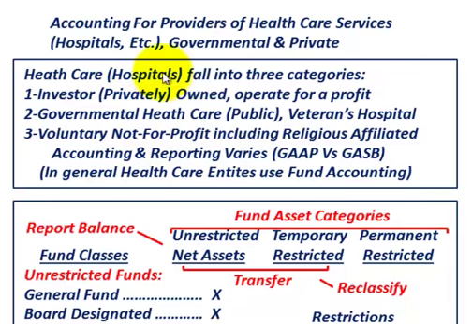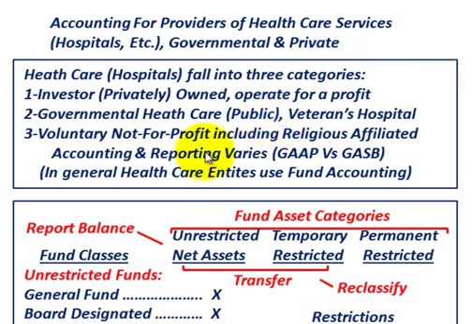Now, healthcare hospitals really fall into three different categories. First, you can have the investor or privately owned hospitals, and they would be operating for a profit. And then second, you'd have governmental healthcare or publicly owned facilities here, and that would be like veterans hospitals. And then finally you'd have voluntary not-for-profit. That would be including any religious affiliated healthcare providers or hospitals.